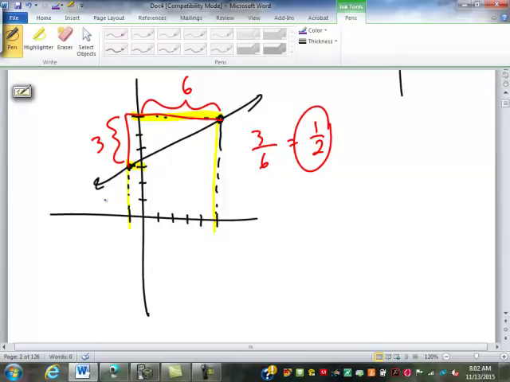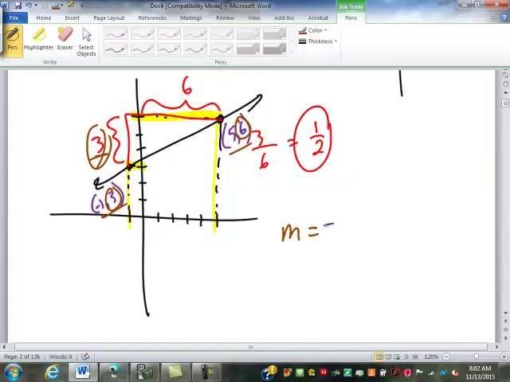Now let's look at this. This point right here is the point negative 1, 3, correct? This point here is the point 5, 6, right? How could I have found the rise? Careful. The rise is the y coordinates from 3 to 6, rows 3.